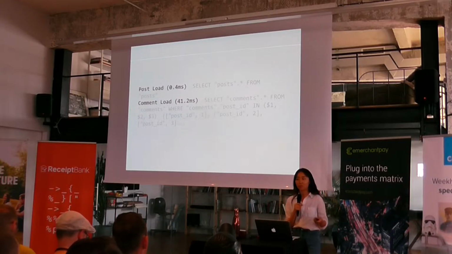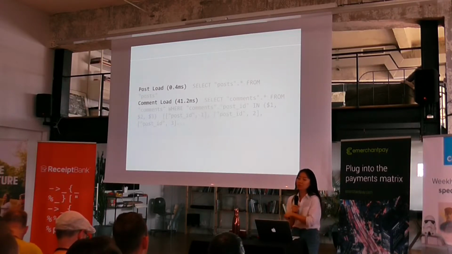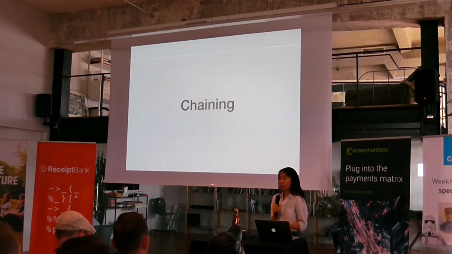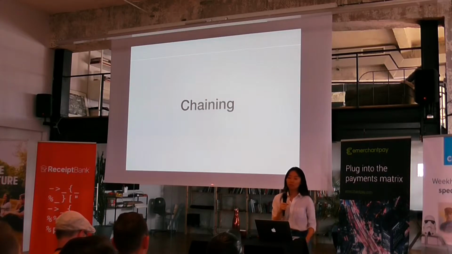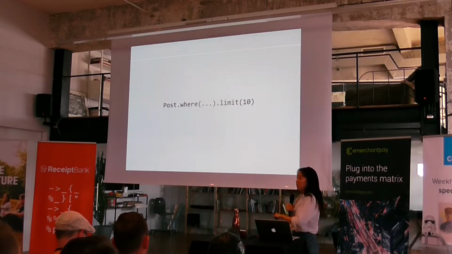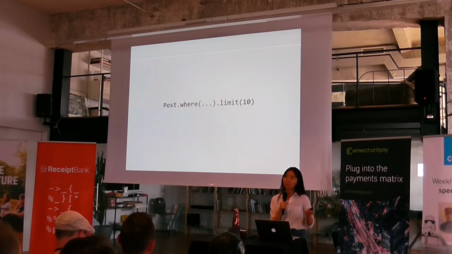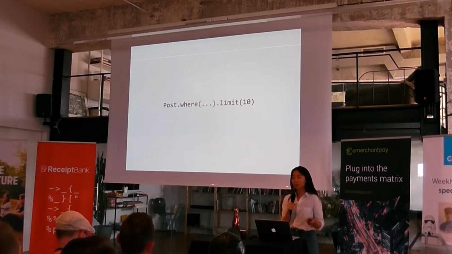What does ActiveRecord do to allow us to make this call, and for the SQL queries to change the way that they did? There's a few concepts at play. One of them is chaining. The reason that we can make ActiveRecord queries like this is because of chaining. And chaining is not specific to ActiveRecord. A lot of frameworks, libraries, programs do this.